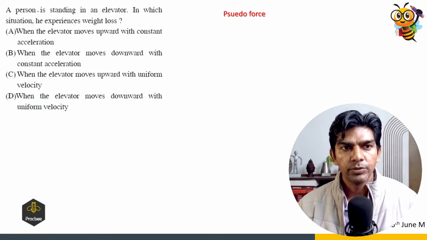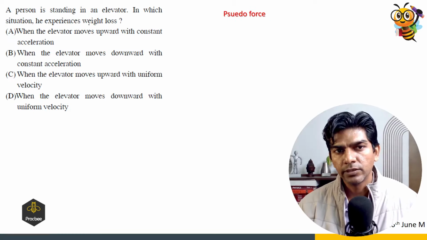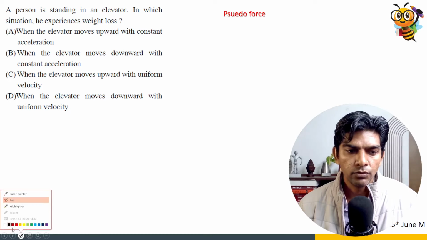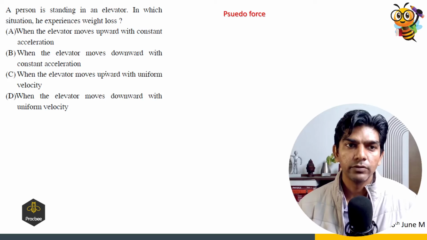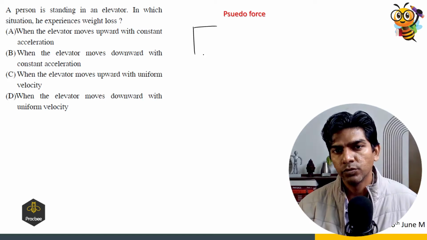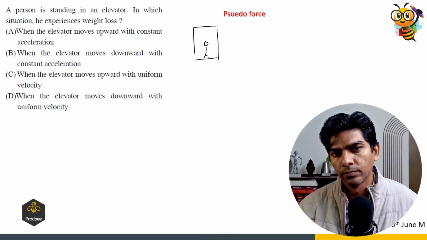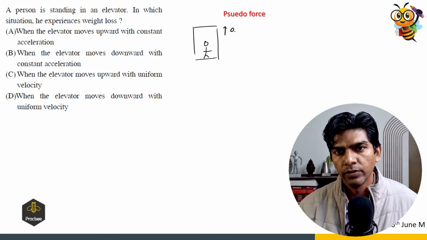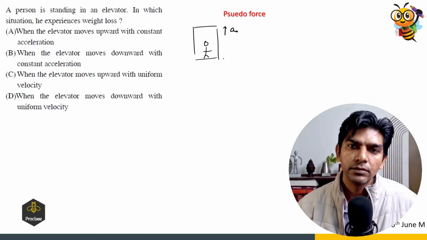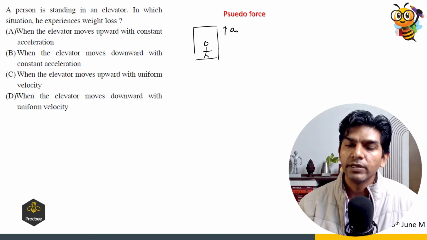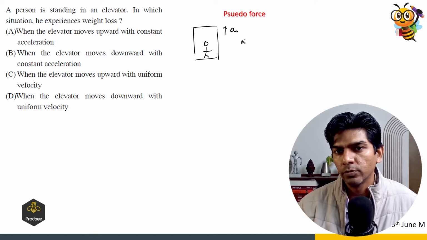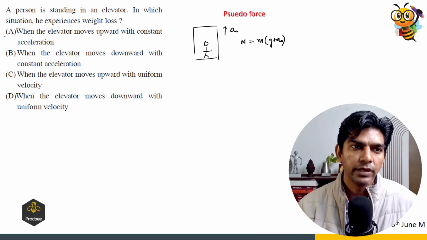Right, so let us see this question. A person is standing in an elevator. In which situation does he experience weight loss? So when the normal reaction exerted by the floor on the person becomes 0, then he will feel weight loss. Let us see the options. When the elevator is moving up with a constant acceleration. If the elevator is moving up with an acceleration a0, then with respect to the frame of the lift, the person will experience a pseudo force in the downward direction. So the normal reaction will become m times g plus a naught, which is non-zero, right? N is non-zero, so A is incorrect.